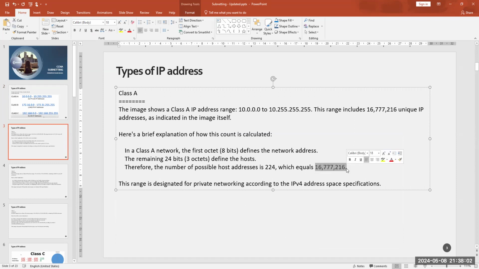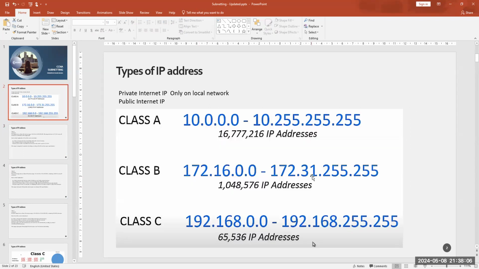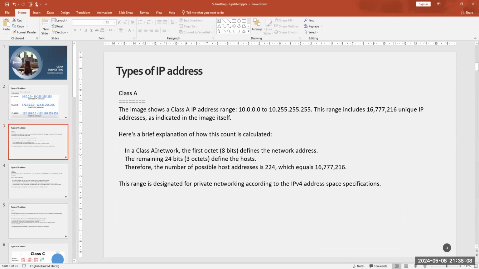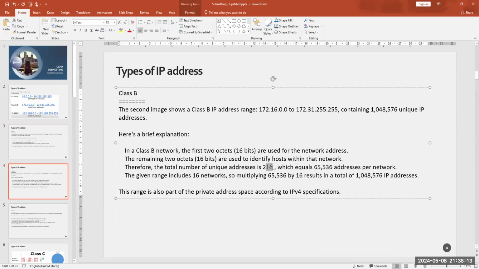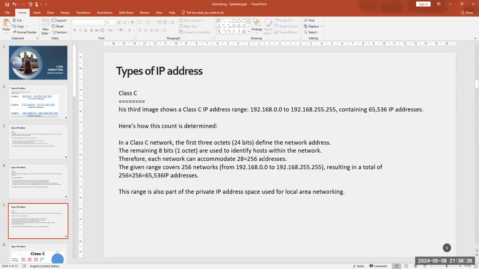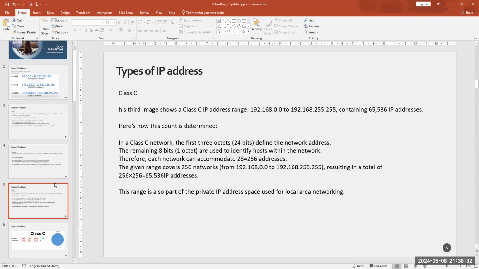Clear? Okay. Then class B, here also you can see it will be 2 raised to 16. I have explained how the calculation for 2 raised to 16 minus 2 comes, something like 65,534, whatever it is, right? And then in class C, 2 raised to 8, right?